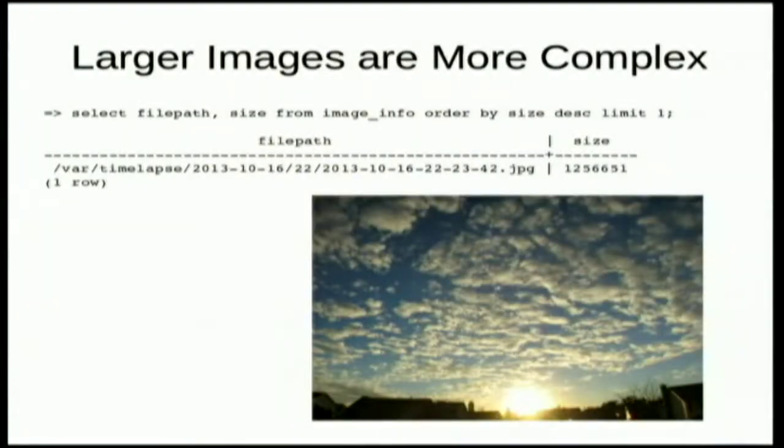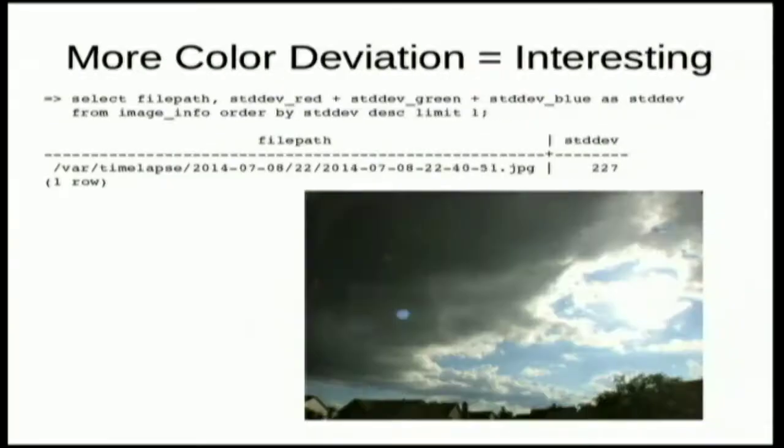So this is a query to find the largest JPEG image in my database. And you can see there's a lot of complexity in that image. So it wasn't compressed, you couldn't compress it as much as normal. So you could also look at standard deviation. This is the image that has the most standard deviation. And you can see in the top left it's black, and in the middle right it's very white. So you can see the difference in color there.